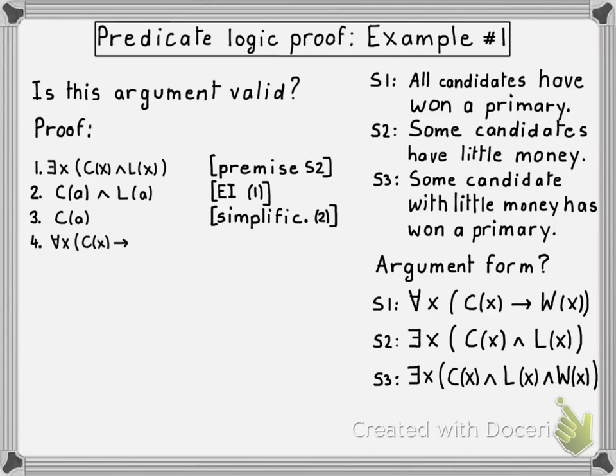So the next step I'm going to do is introduce premise S1, which we haven't used yet. So I justify it, and then I use it to infer something, namely that if this conditional is true for every element x in the universe, then in particular it must be true for the element A that we saw before. And that's how I infer proposition number 5 based on the rule of universal instantiation applied to proposition 4.